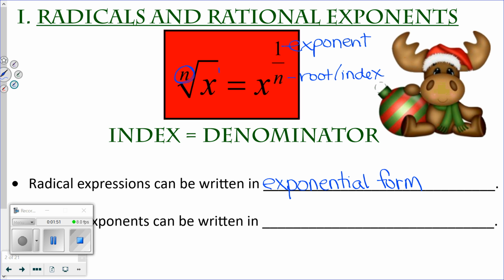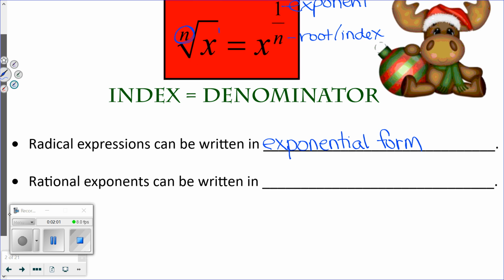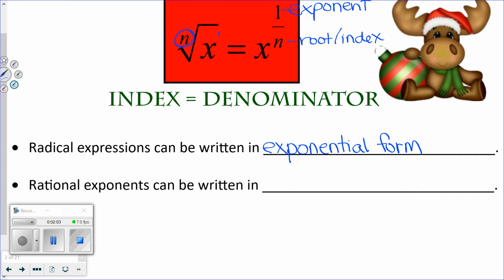Radical expressions can be written in exponential form, which is exactly what that example did. It took a radical expression, the nth root of x, and rewrote it as something with an exponent. So they can go back and forth. Then rational exponents can be written in radical form. When you think of the word rational, it just means a fraction for an exponent. So today's focus is working back and forth between those two.